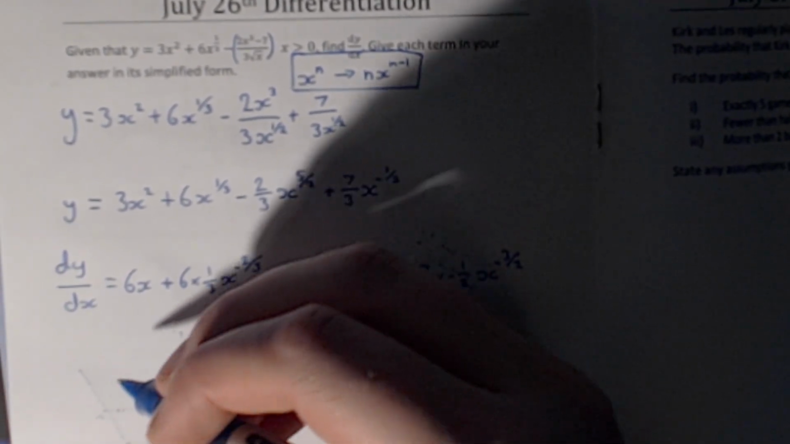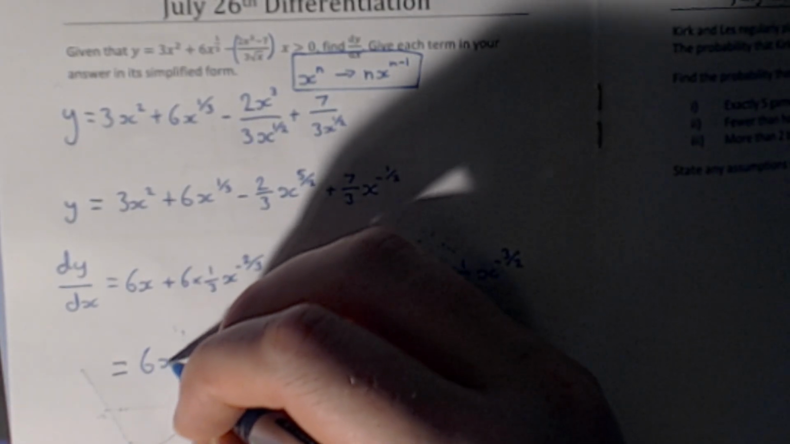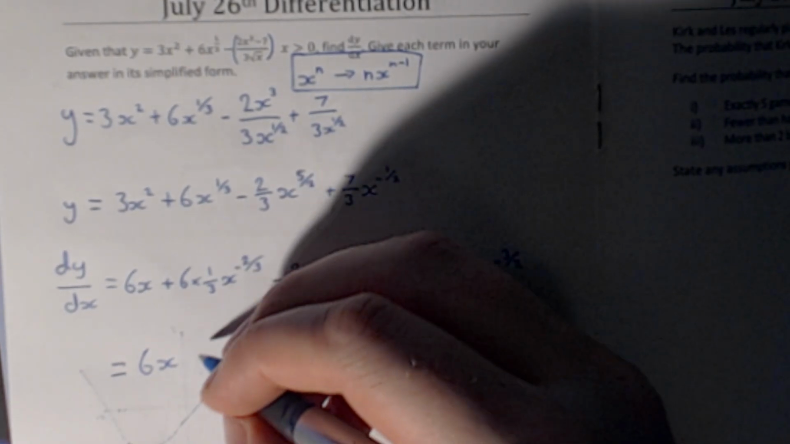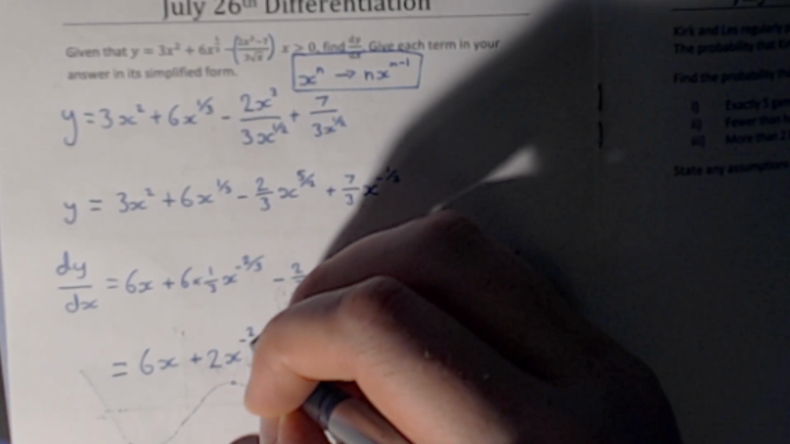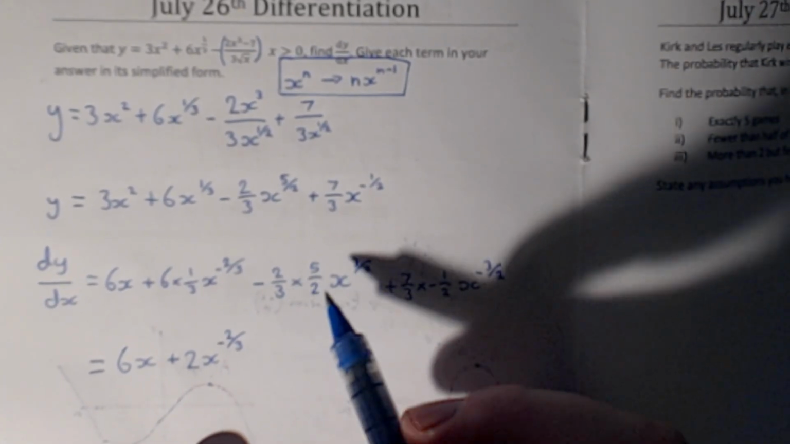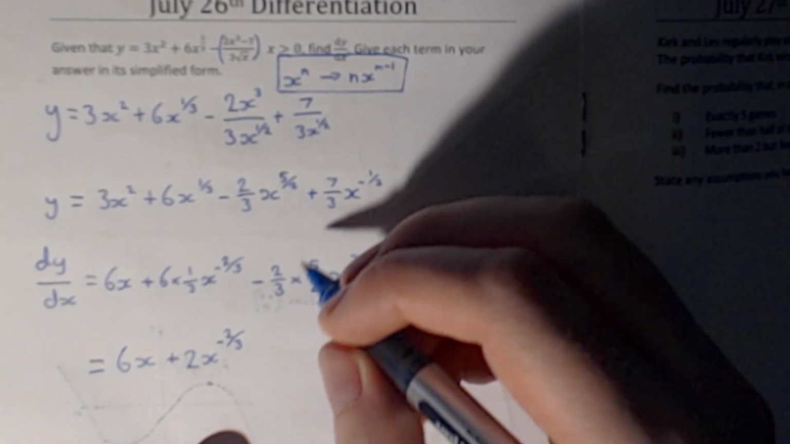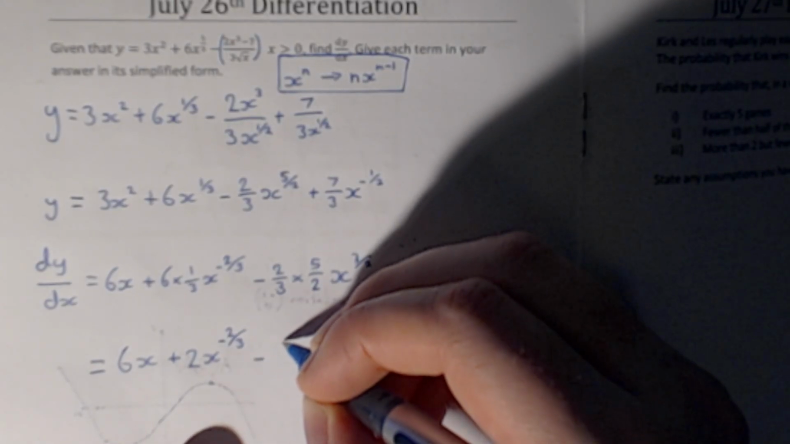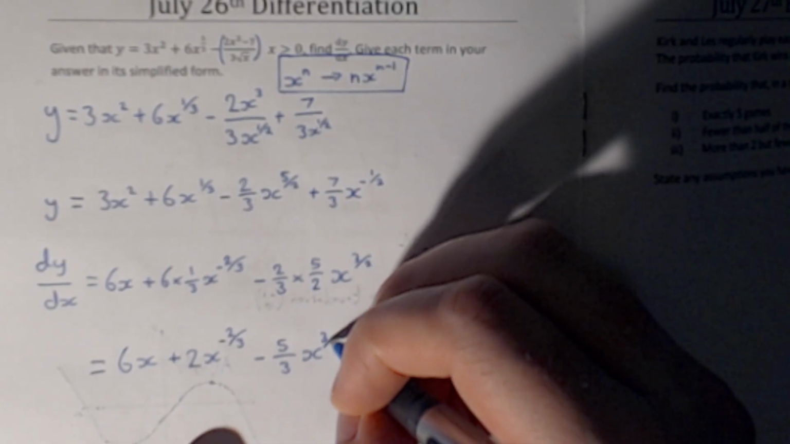So now we just need to tidy everything up in the end. 6x doesn't need any simplifying. 6 divided by 3, well that's 2. Lots of x to the negative 2/3. We've now got negative 2 over 3 times 5 over 2. That's going to simplify to negative 5 divided by 3. Lots of x to the 3 over 2.